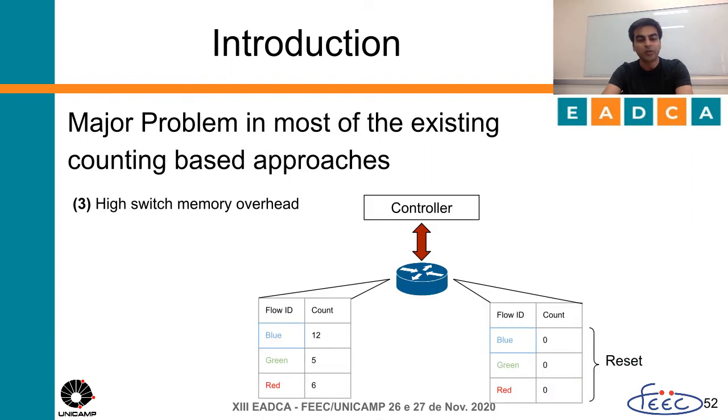And the third problem is high switch memory overhead. It is not possible to reset all register instances at the same time, which can create inconsistency. As a solution, we have to maintain two tables within the programmable switch. As shown in the figure, the first table is active to count the packets and the controller resets the second table. In the next time interval, the second table is used for counting packets and the other is reset.